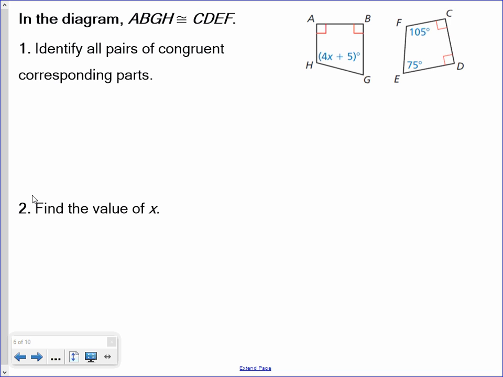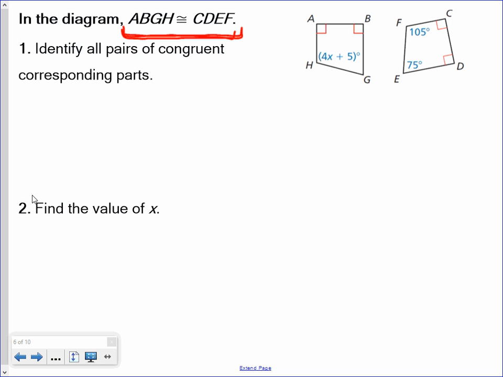Same kind of thing here. Number 1 says identify all pairs of congruent corresponding parts. That's kind of like what we did in the beginning, listing all the congruent angles and all the congruent sides. When there are no markings, I go straight to the congruent statement, which is this thing right here. If I'm not given any tick marks or any arcs, I go straight to that, and that's how I pick out what angles are congruent and what sides are congruent.